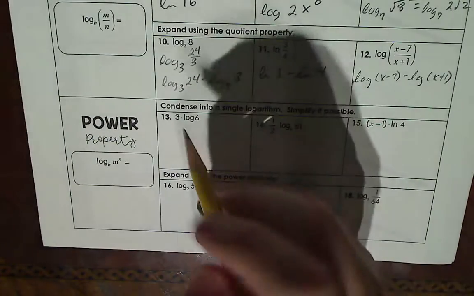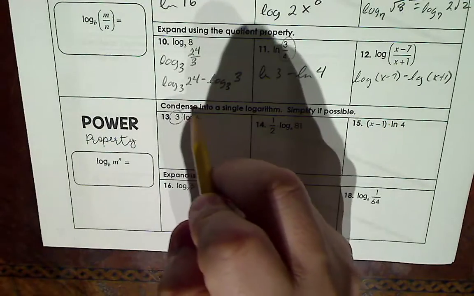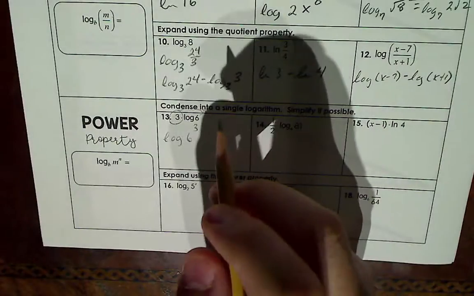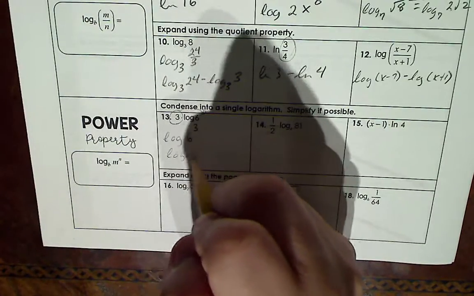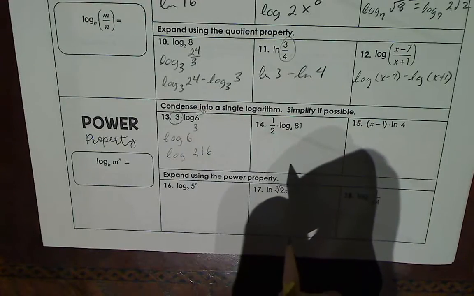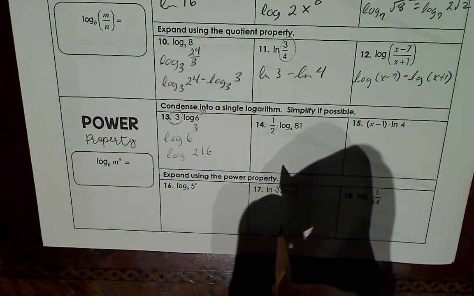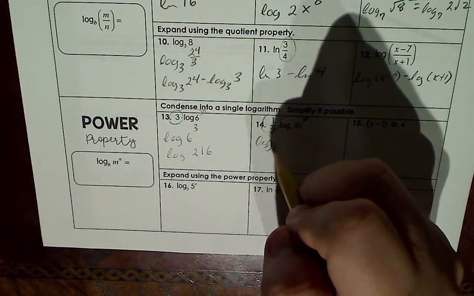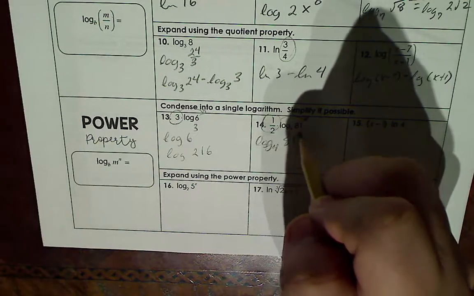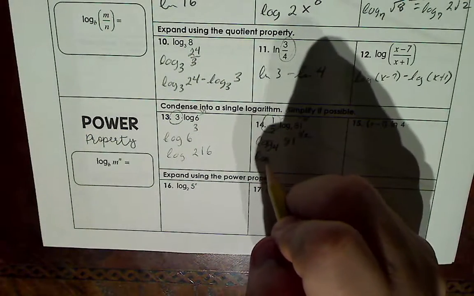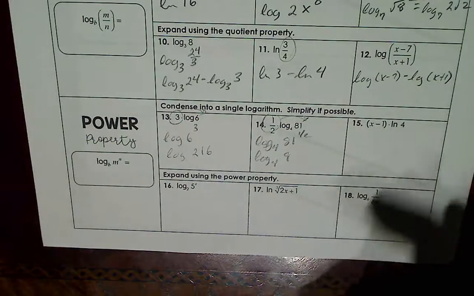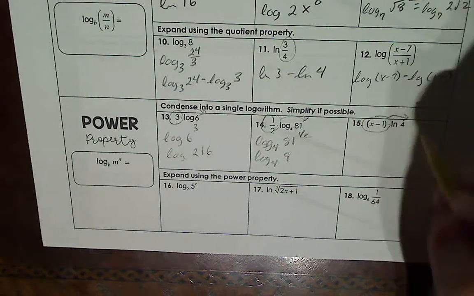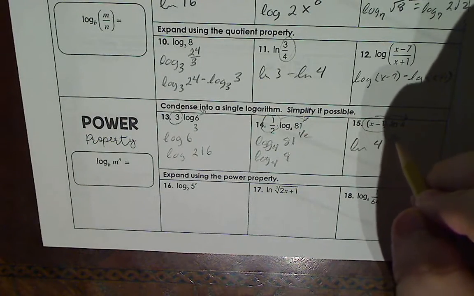Power property. That basically means I'm going to rewrite this using my coefficient as an exponent. So log of 6 to the 3rd power, which I can do as log of 216. Again, move it to the exponent. Log base 4 of 81 to the 1/2 power. So log base 4 of 9. Again, coefficient to the exponent. Natural log of 4 to the x minus 1 power.